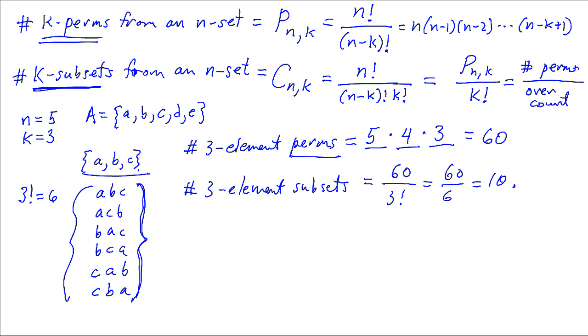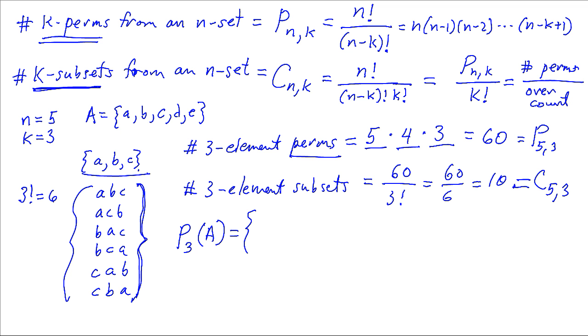Okay? And this is indeed equal to P(5,3) for the 3-element permutations, and this is indeed equal to C(5,3) for the number of subsets. And so one way to write down the power set, or all the 3-element subsets, is P3 of A.